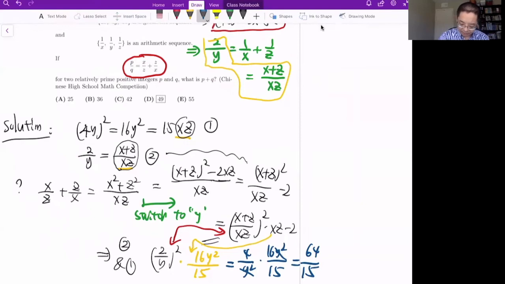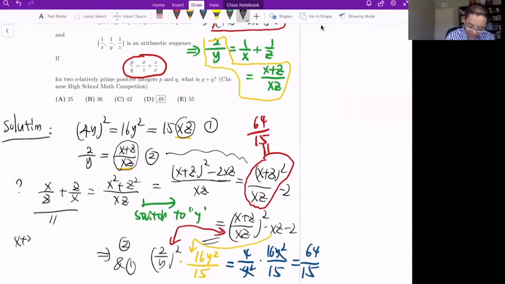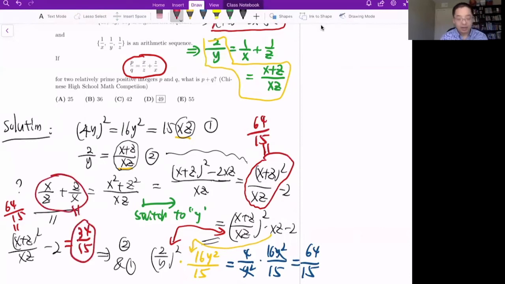So we get this part equals to 64 over 15. And then the whole thing, because this one is x plus z squared over xz minus 2, this is 64 over 15. So we end up with this one being 34 over 15, which is that. All right, and then of course, the problem asks for the sum of the numerator and denominator, right? So we have 34 plus 15, which is 49.